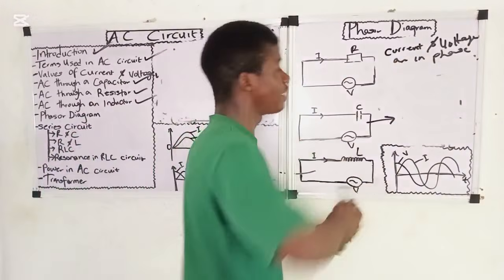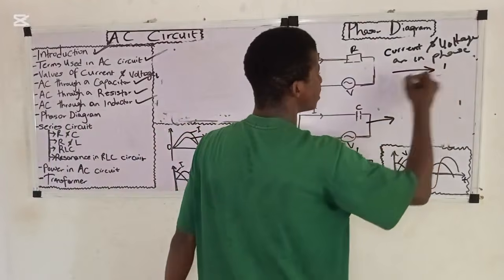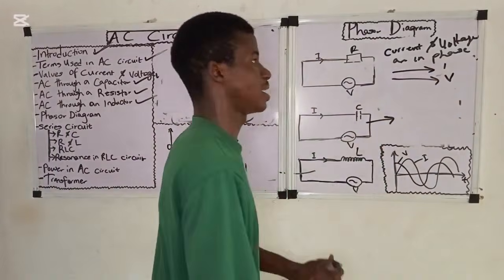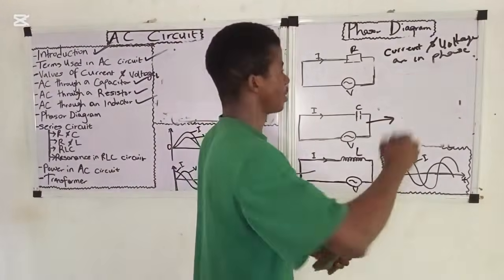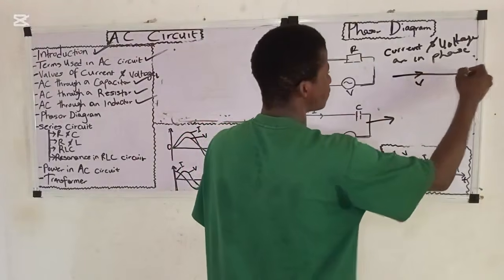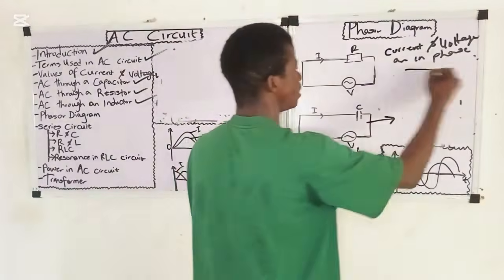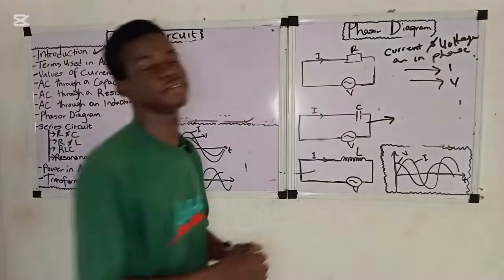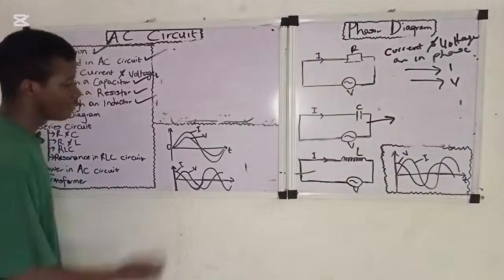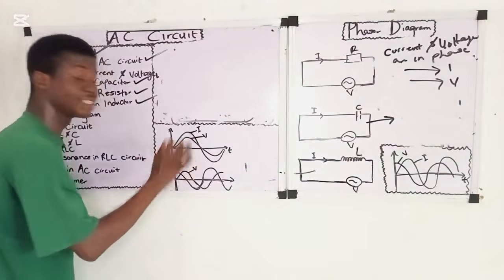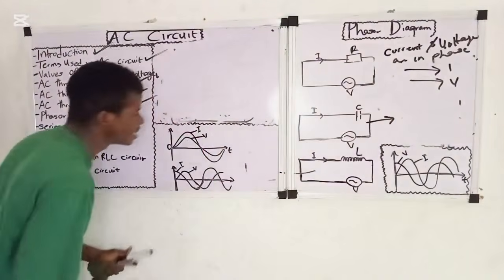So the phase angle between them is zero. This is how we represent them: current and voltage are in phase. Or we can represent it like this, where this one is voltage and this one is current. They are the same thing, so they are in phase. Now look at this first graph. This first graph is a graph of a purely resistive circuit. Why is it the graph of a purely resistive circuit? Look at it.